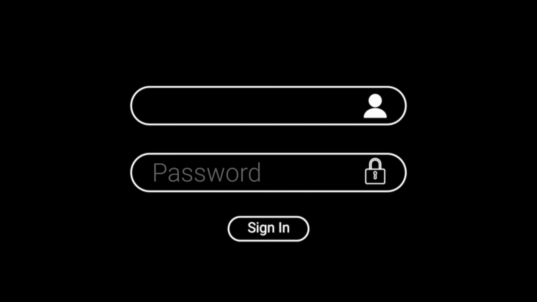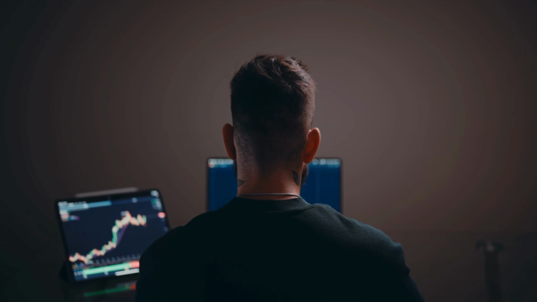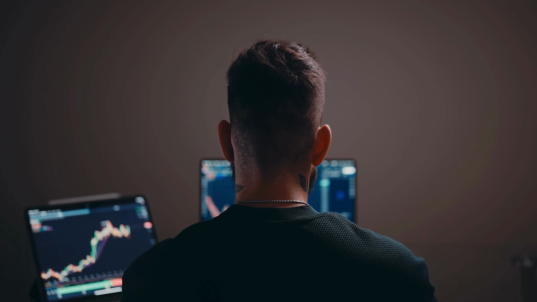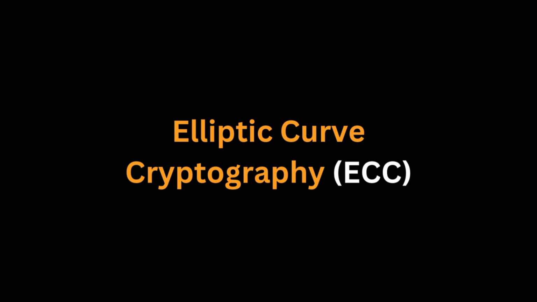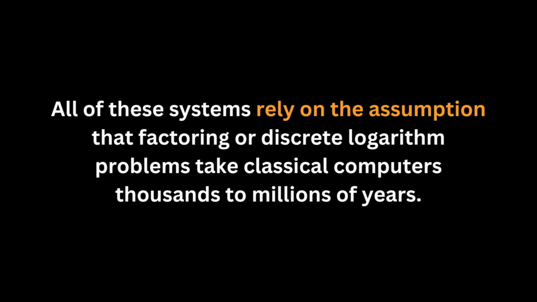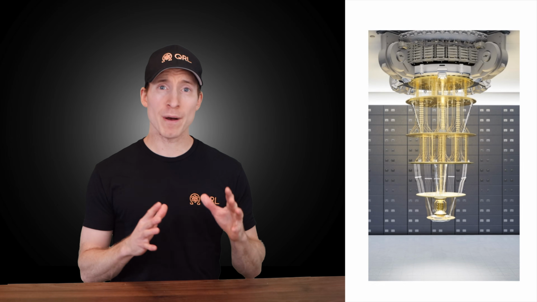So how does Shor's algorithm break this classical cryptography per se? Our entire digital world, from your bank login details to blockchain private keys, is all built on cryptographic systems like RSA and elliptical curve cryptography. All of these systems rely on the assumption that factoring or discrete logarithm problems take classical computers thousands to millions of years. Shor's algorithm changes this entirely. On a sufficiently powerful quantum computer, that math can be solved in hours, minutes, or even seconds.